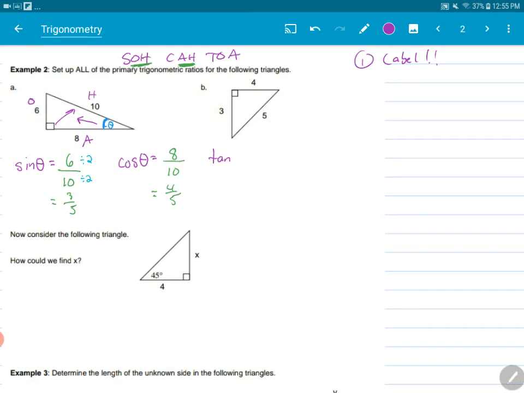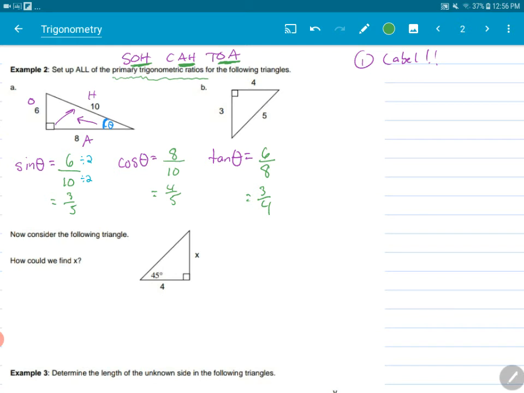And lastly, we need to do tan theta, which, again, we see here is opposite over adjacent. So our opposite is 6, and our adjacent is 8. You can also reduce that to 3 over 4. So now you just found the primary trig ratios of that first triangle.